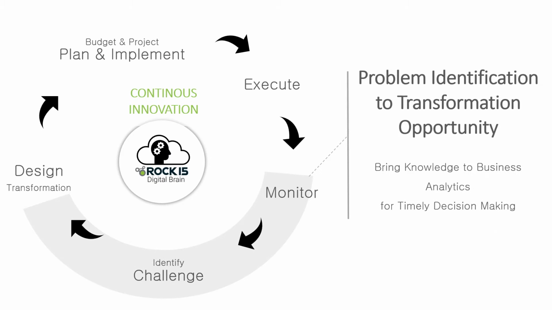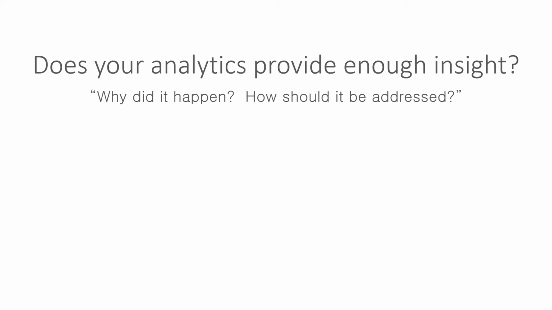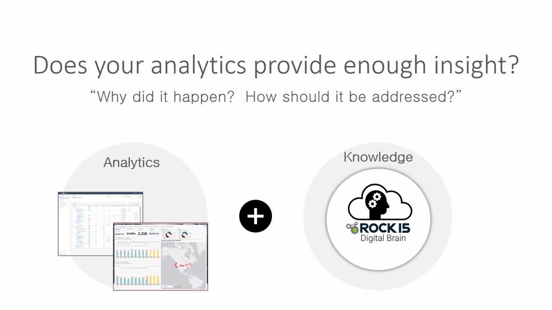Enterprise identifies transformation opportunities, from either business problems from day-to-day operations, or various industry events. The first demo shows how a business manager identifies a problem and explores the transformation opportunity. Does your business analytics provide enough insight to understand why it happened and how it should be addressed? Digital Brain connects meaningful corporate knowledge to the operational data, taking you to the next level of knowledge work.